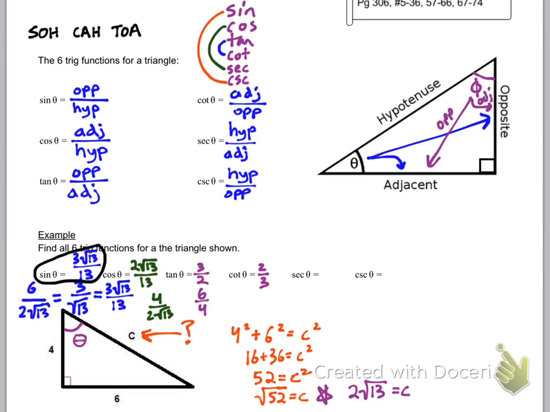Now the last three we can just reciprocate, and notice I'm being careful about which ones I choose to reciprocate. So we have root 13 over 2, and then root 13 over 3. Notice how I chose this one right here to reciprocate. That way it made my life easier. All right, so those are all 6 trig functions for this triangle.